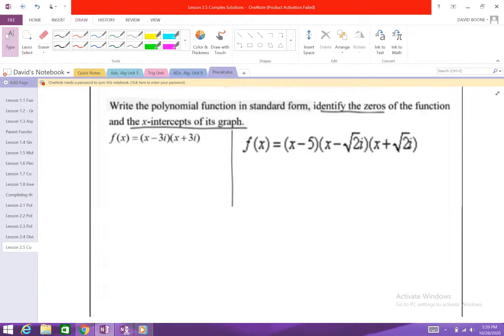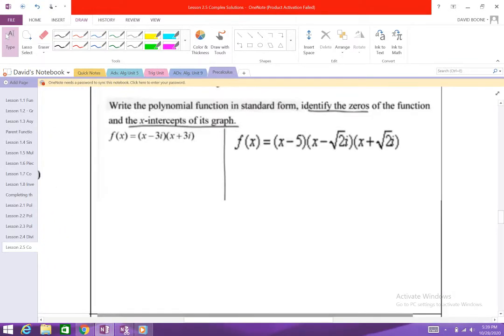This got to be a little small here, so I'm going to blow that up so we can work these. Got two separate problems here. So what I've got here, it says write the polynomial function in standard form. Right now it's in factored form because I can see the two factors right there. And then we'll look at identifying the zeros of the function and the x-intercepts.